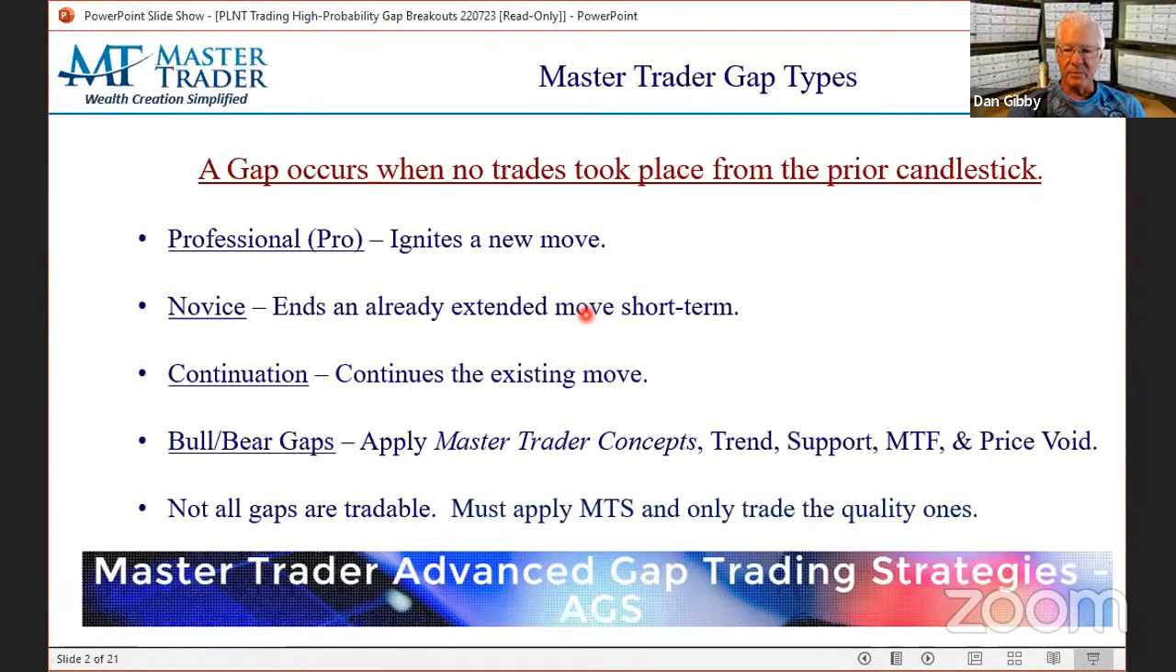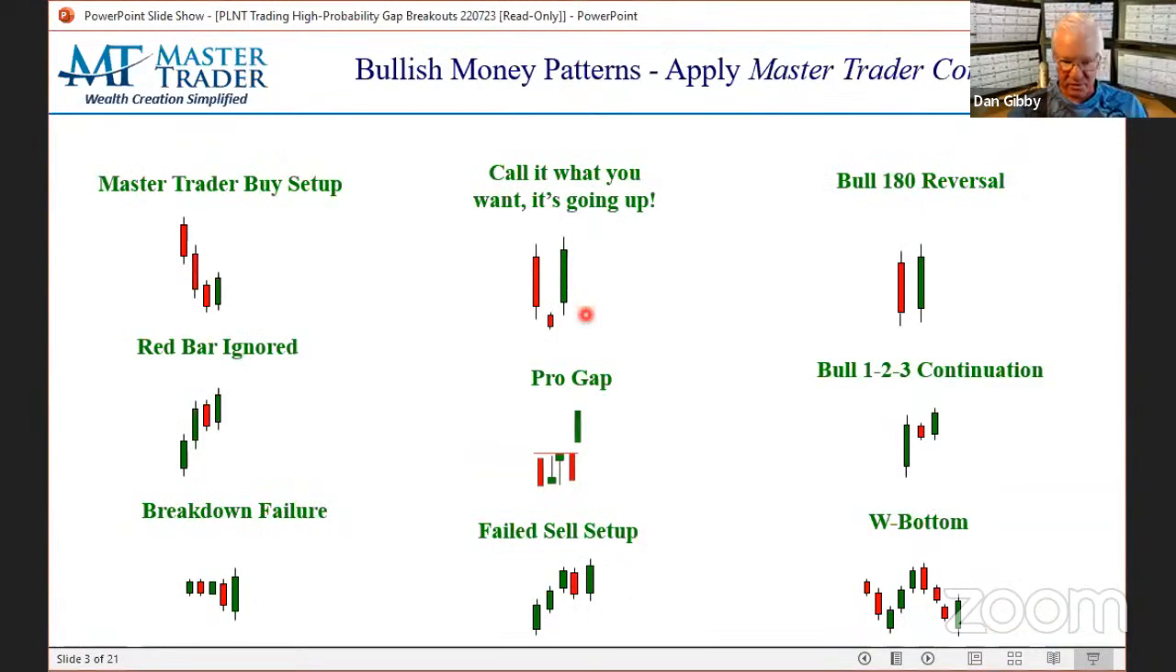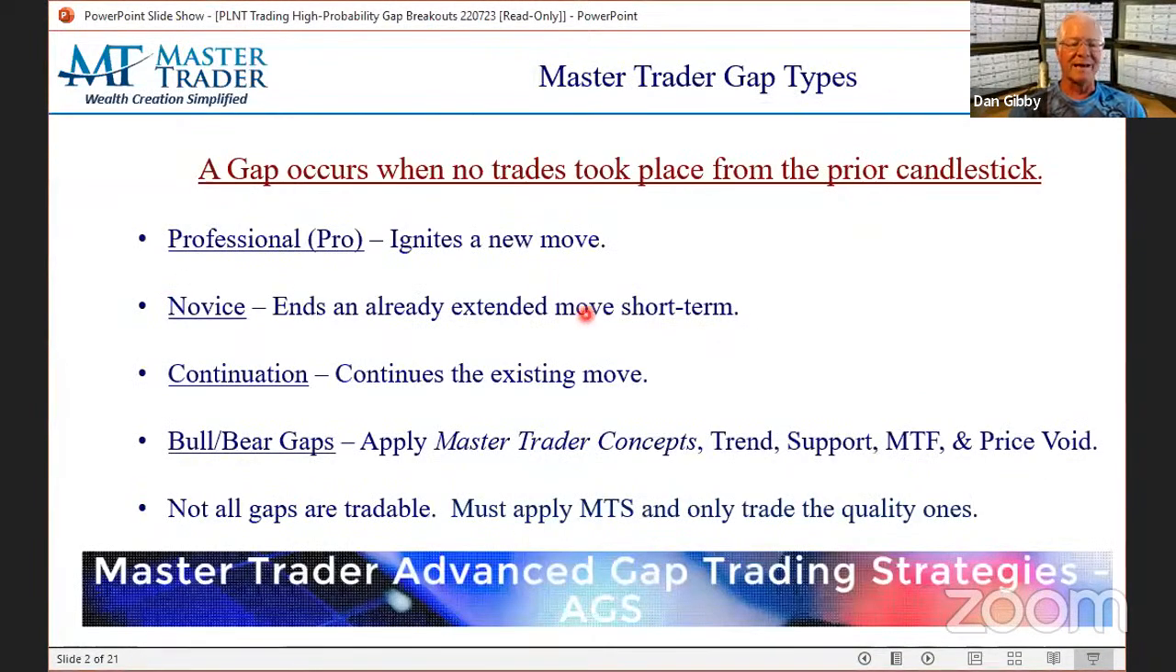Now, we have certain names that we like to call some of those gaps, but with anything that we do at Master Trader, that's just a starting point. You have to apply the entire Master Trader concepts, which, we'll get to this, starts with a pattern, and then we see where that pattern is. A professional gap, or pro gap, as we call it, that's one where we say it's igniting a new move. Okay, what does that mean, Dan? Well, it could be a downtrend or a sideways trend, and it's a shock event clearing significant resistance where a new bullish move is going to start based on the pattern on multiple time frames.